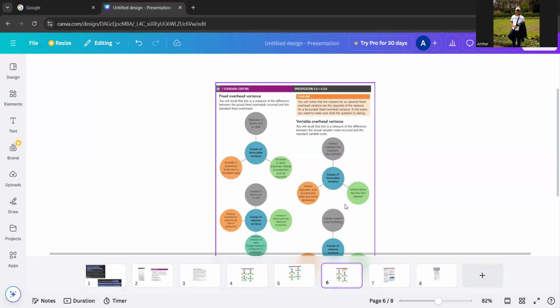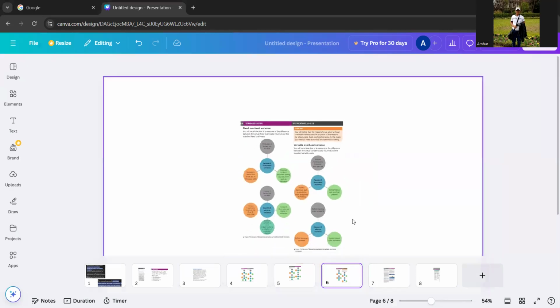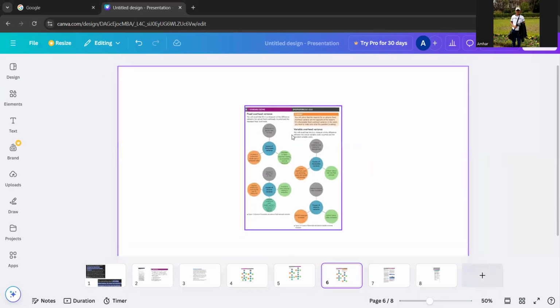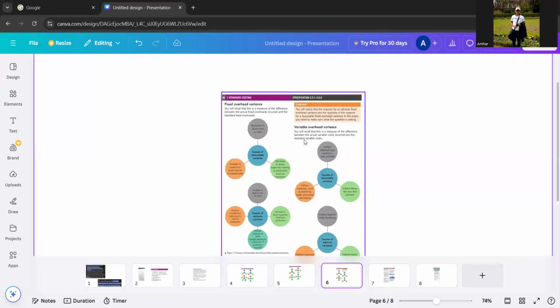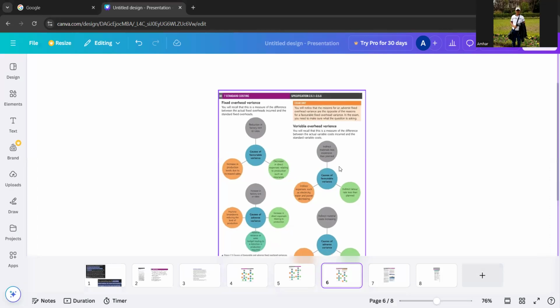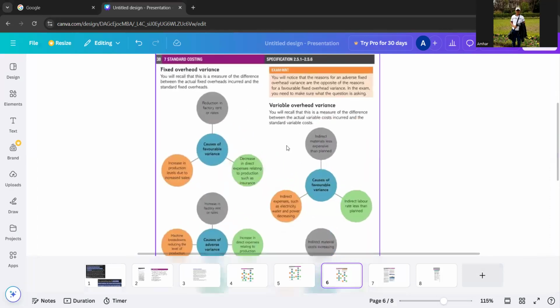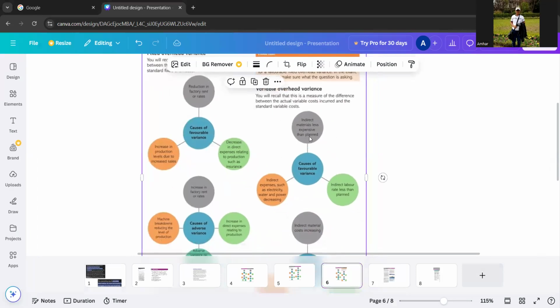Okay, now look at this variable overhead variance. You will recall that this is a measure of the difference between the actual variable cost incurred and the standard variable cost. So actual VC minus standard VC. And when the variable overhead variance is favorable, what are the reasons? First one is indirect materials less expensive than planned. So if the indirect materials are less expensive than the planned amount, then it's good, and we will get a favorable variance.